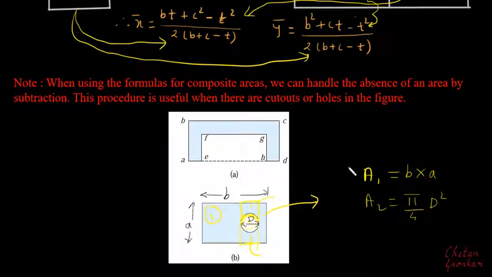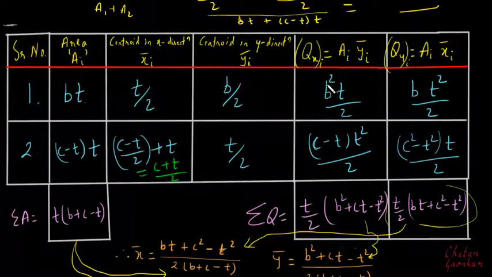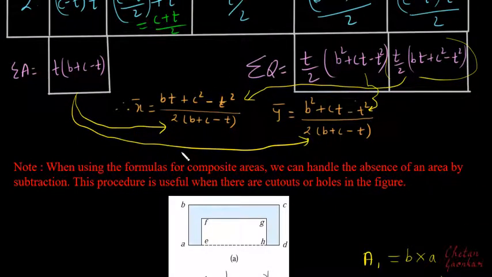All right. So this is how we can handle composite areas wherein there is an absence of some area in between. We need not divide them into small parts, but we can directly consider the whole area minus the smaller area, or the first moment of area minus the second moment of area, and follow a similar procedure.